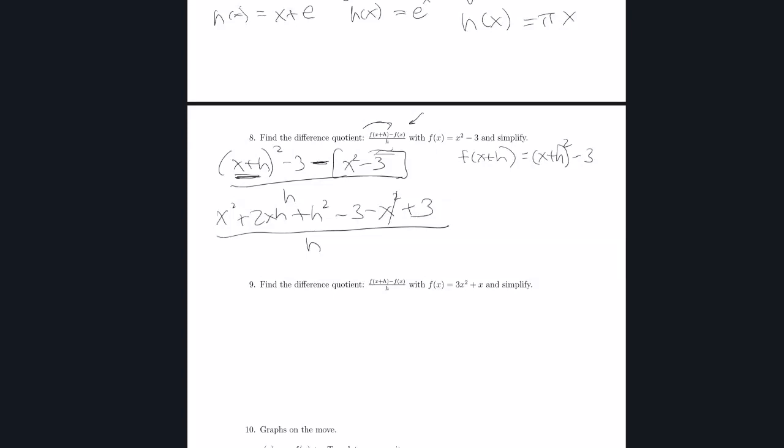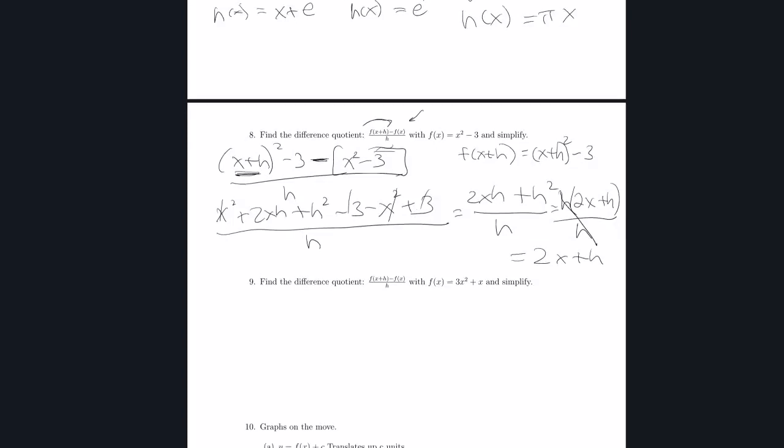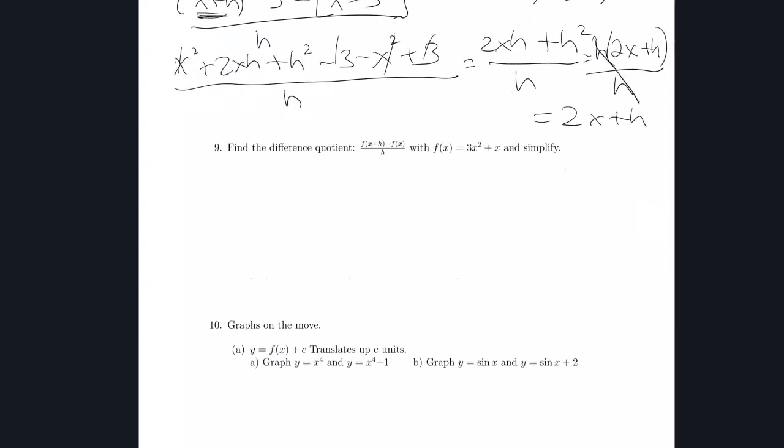So I see the x squareds go away. I see the 3's go away. So what's left? 2xh plus h squared all over h. So be careful how you cancel. You want to factor the h out to get 2x plus h over this h. Now they cancel, so you get 2x plus h. So be really careful with the canceling. Let's do one last one here.